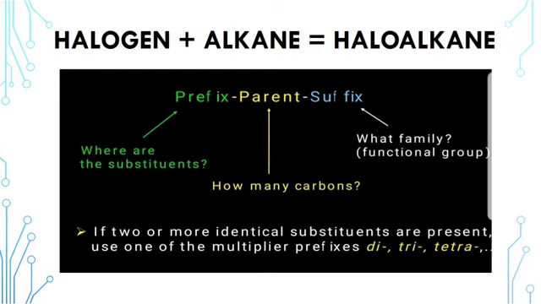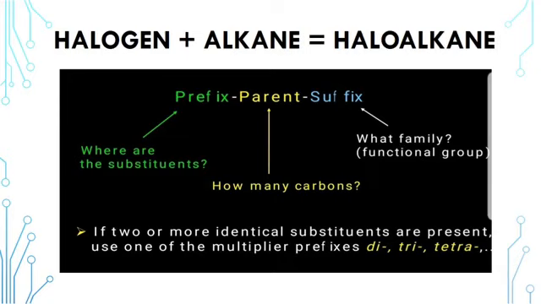Your parent is going to tell us how many carbons are there. So we're going to count how many carbons are in the longest chain and give out the name. The suffix will tell us what family this belongs in. So obviously, because we're dealing with haloalkanes, the suffix will be -ane.